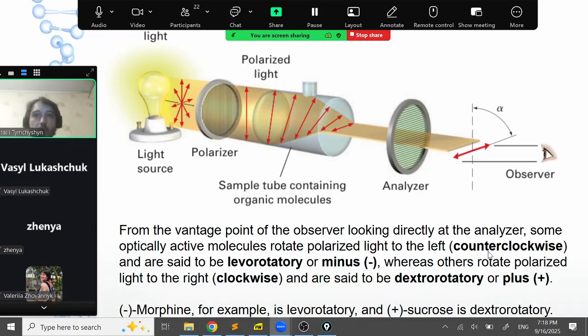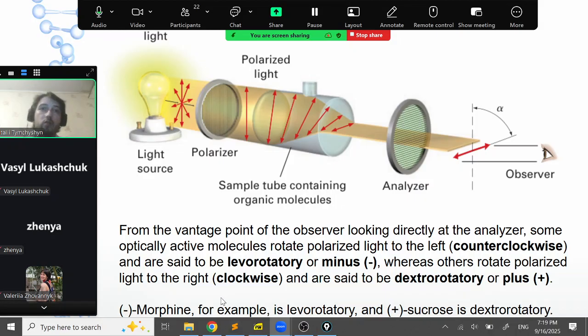So if we have some optically active molecules, they rotate the polarized light, let's say to the left or counterclockwise. They are said to be levorotary or minus, whereas others rotate polarized light to the right, clockwise, and they are said to be dextrorotary or plus. It's just arbitrary designations, but probably it's worth knowing that they exist. So rotating the polarizer, we might get the information.